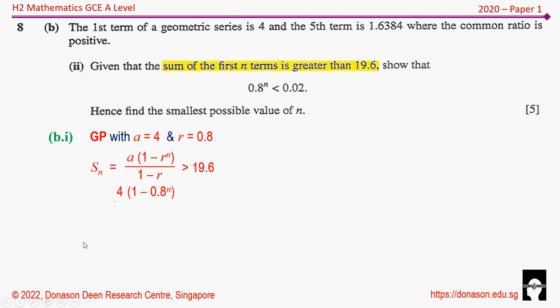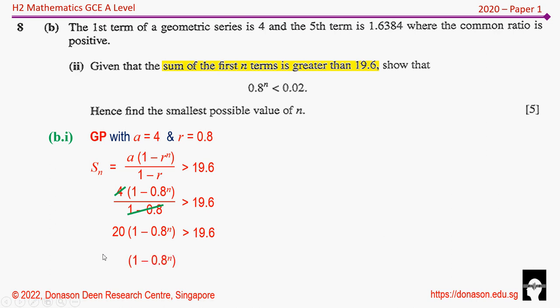So now let's throw in all the values. a is 4 and r is 0.8, to the power of n, over 1 minus 0.8, is greater than 19.6. Now let's cancel this, because 1 minus 0.8 is going to become 0.2, and 4 divided by 0.2 is going to give you 20. So that's how I got the 20 here. Whatever is inside the bracket, I'm just keeping it as it is, and this is greater than 19.6.